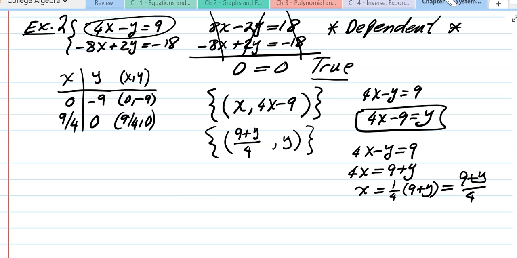Let's take a look at another example. This time we're going to look at 3 equations, 3 unknowns.